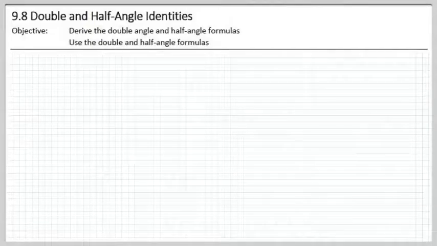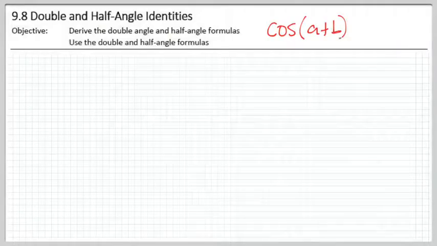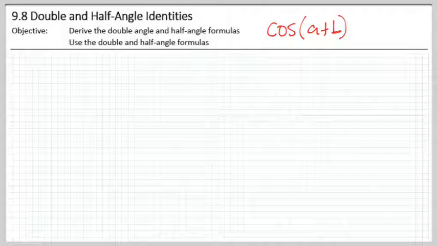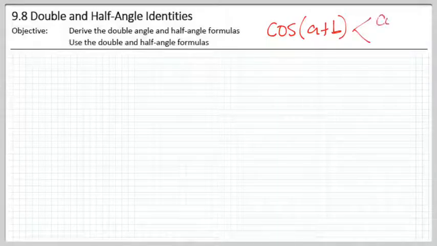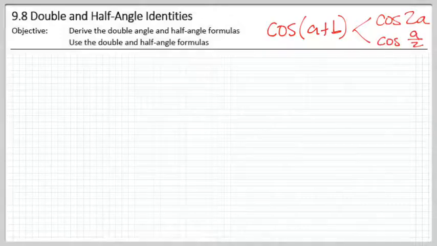Okay, hello class. The other day we were looking at the sum and difference formulas. Today we're going to be extending that, and we'll be looking at double and half angle identities. The other day we looked at things like this, cosine A plus B. Today we're going to be looking at how that gives us formulas for stuff like cosine of 2A or cosine of A over 2. Let's look at the double angles first.